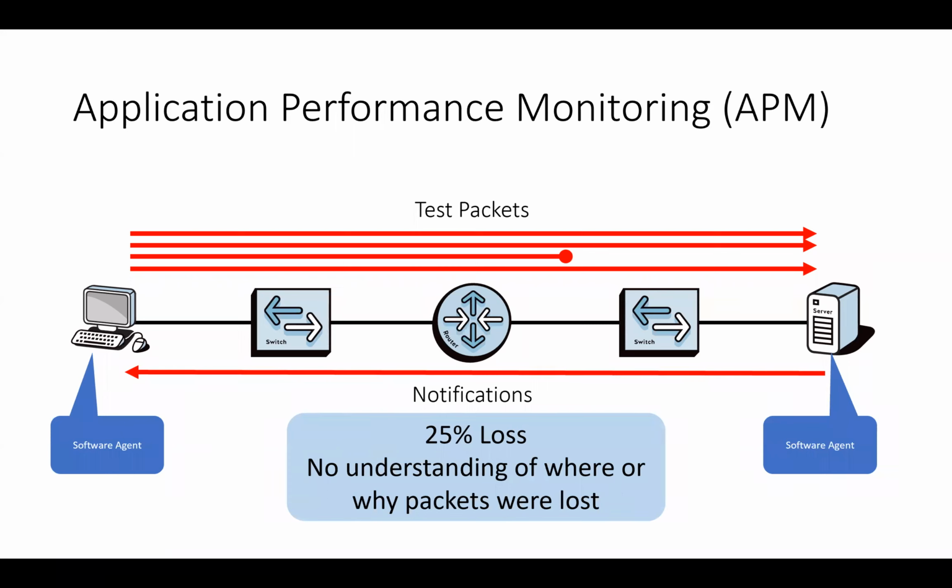That's as far as you get with APM, is confirmation that there is a problem between these 2 agents, but no understanding of where or why the packets were lost. Now, depending upon how many agents you have, if you set up 40 different agents around, that might be able to help narrow down, again, where the problem is coming from and why, but you have to have a lot of these agents pre-set up to be able to do these types of tests.